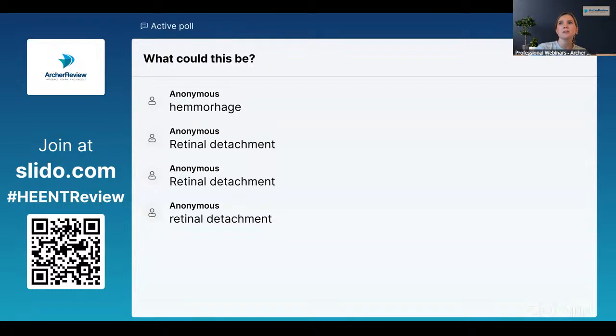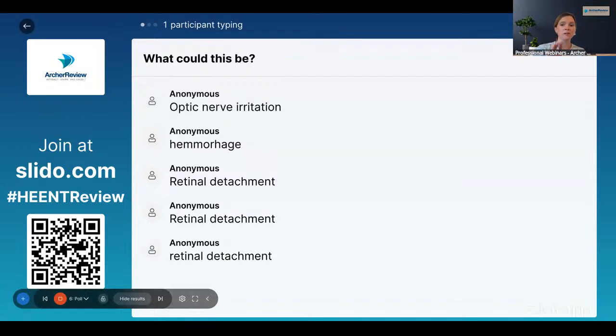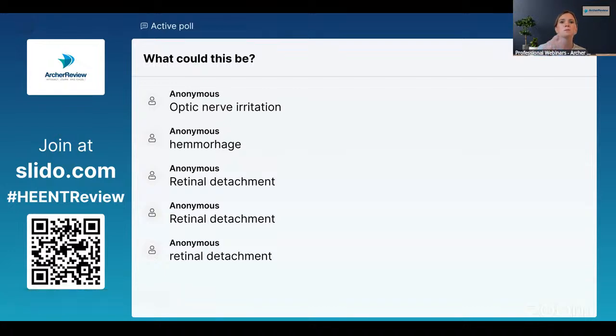Okay, hemorrhage. Well, really what we're looking at is a blockage of the vessels supplying blood to the retina. So if you have a blockage in one of your main arteries, like the carotid artery going up, that would also cause a similar symptom of the curtain over the eye.